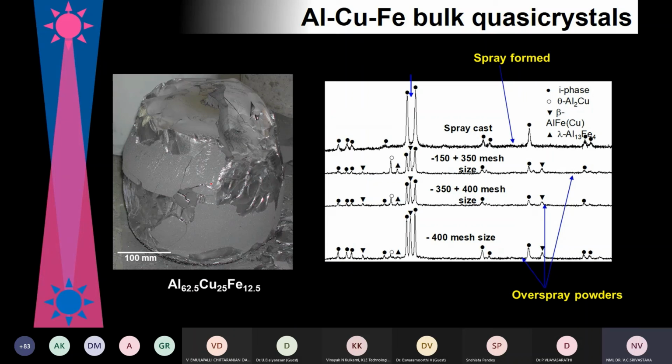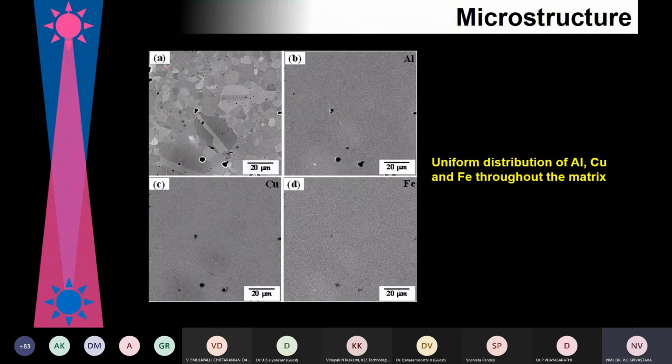And we did not take a single place. We took a bulk material from different places, and in all the places the XRD diffraction was same. That means we got a single phase bulk material. Okay. And here you can see this is single phase, but we are able to see the grains. There is no intermetallic phase as we saw earlier, and the composition distribution of aluminum, copper, and iron is uniform throughout.